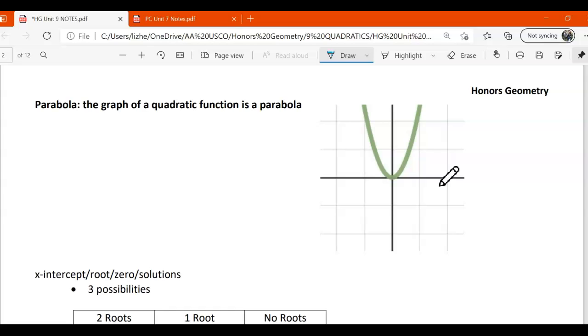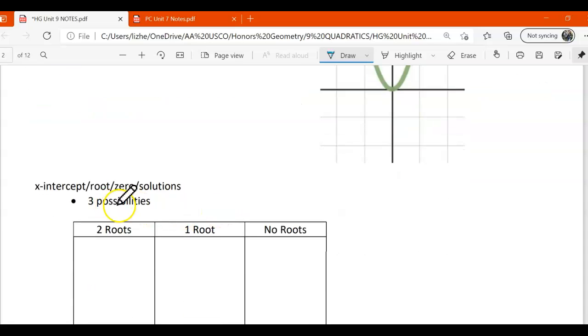So here we go. The graph of a quadratic function is a parabola. You have to know this word, and you will, because we will use it all the time. And this green line over here is your parabola. This parabola is like the basic parabola. Of course, our graphs will not always look like that. But anyhow, the parabola is the graph of a quadratic.